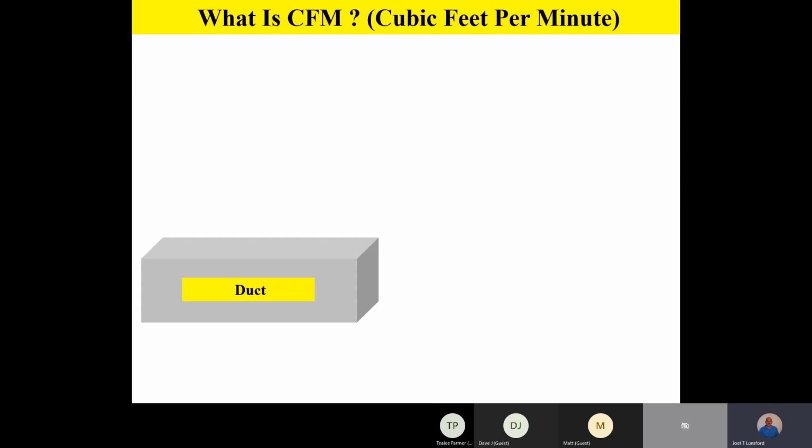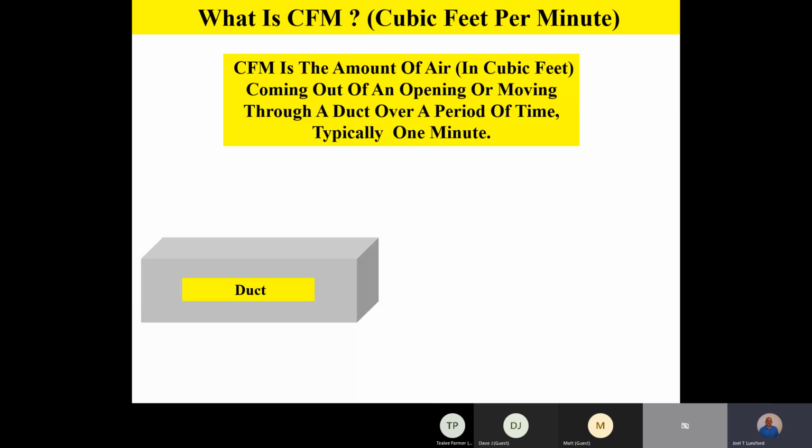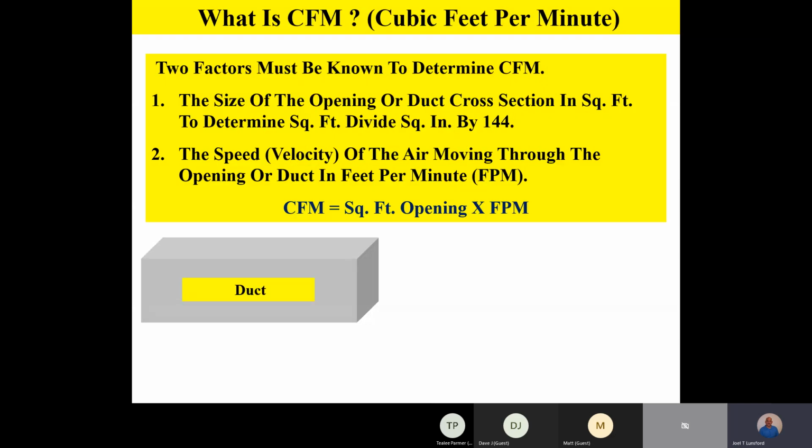So the first burning question I always like to ask with my airflow and duct design class is, what is CFM? Well, as a point of reference, CFM is the amount of air in cubic feet coming out of an opening or moving through a duct section over a period of time, typically 1 minute. So CFM is the amount of air in cubic feet coming out of an opening or a register or moving through a duct system over a period of time, typically 1 minute. And there are some factors that we have to have before we can determine CFM.